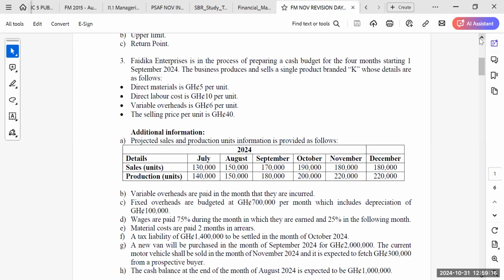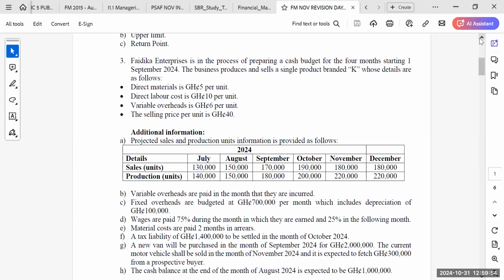Additional information. Projected sales and production unit information is provided as follows. So we have the months, the sales in units and production in units. B. Variable overheads are paid in the month that they are incurred. C. Fixed overheads are budgeted at 700,000 cedis per month, which includes depreciation of 100,000 cedis. D. Wages are paid 75% during the month in which they are earned and 25% in the following month. E. Material costs are paid 2 months in arrears.